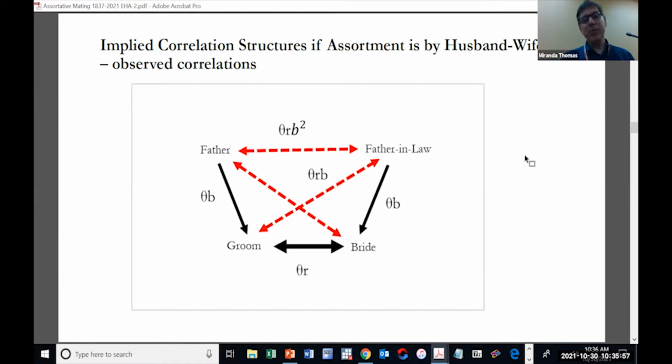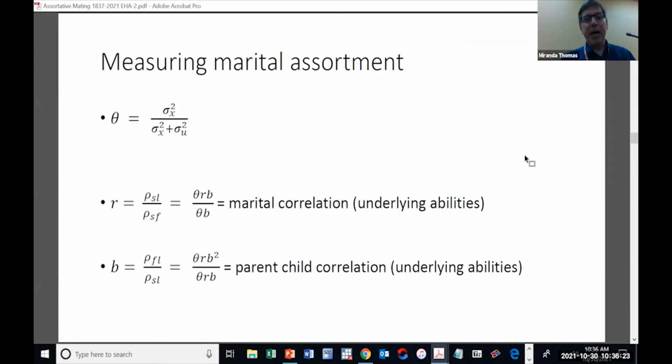You're going to have theta R squared, divide that by theta RB, the groom to the father-in-law, and you're going to be left with B. And so the proposal here actually is to use this marital data to get around the measurement errors that are inherent in measuring social mobility over time, but also to measure the underlying correlation between men and women, again over time, but again independent of these various measurement errors.